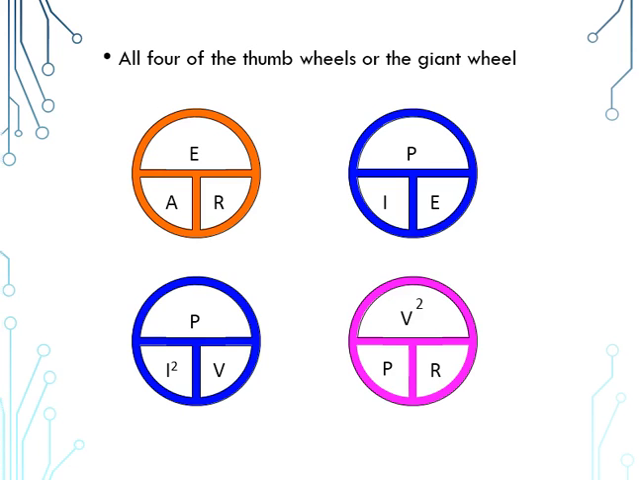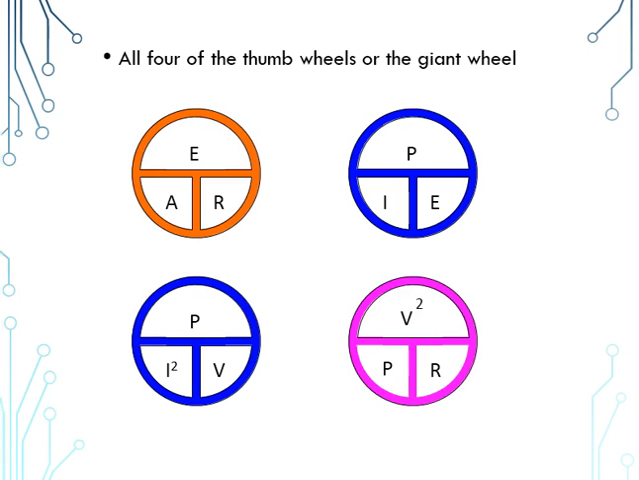Now here are all four of the individual thumb wheels together. The top two again will be the most commonly used as a technician. And with these four, we can derive all 12 of the formulas from them. Again, the bottom two require a little bit of manipulation. All three methods work quite well.